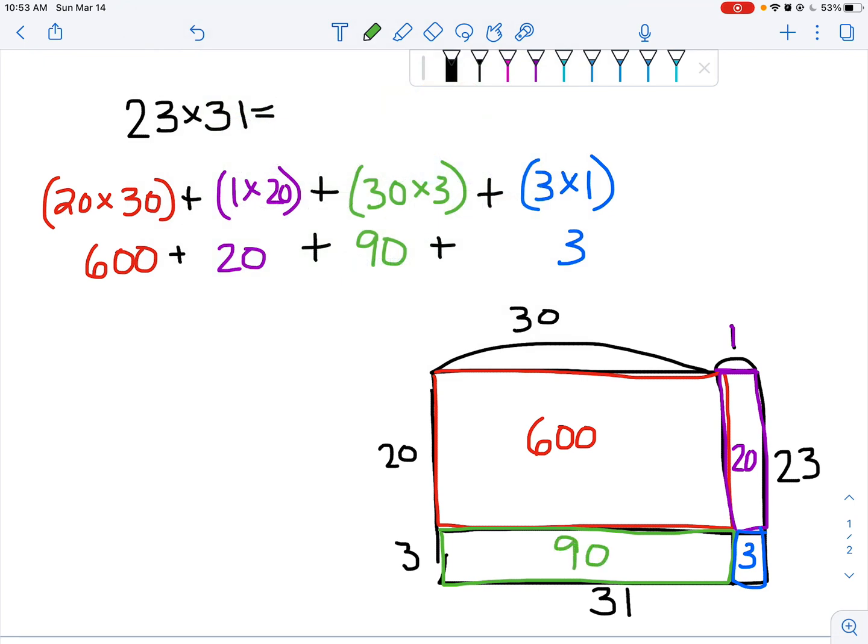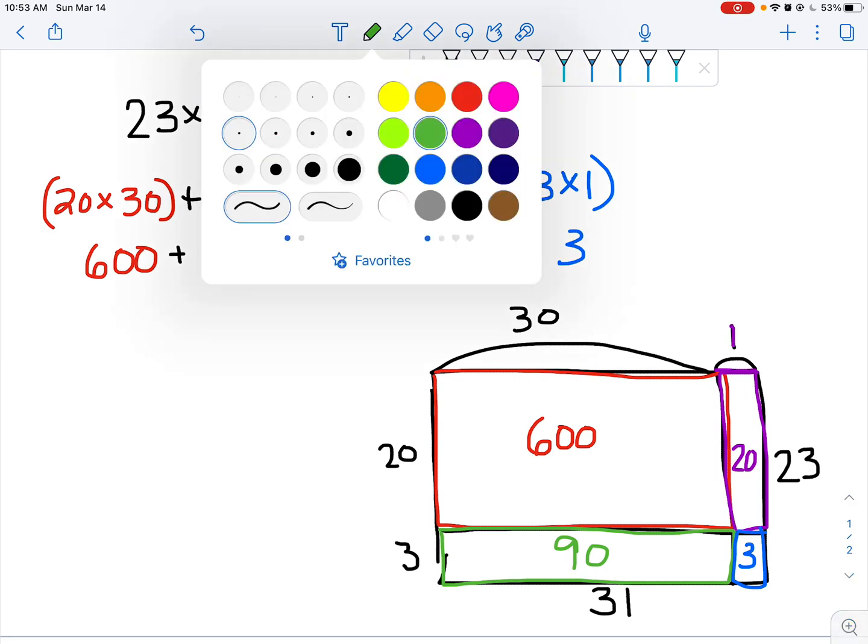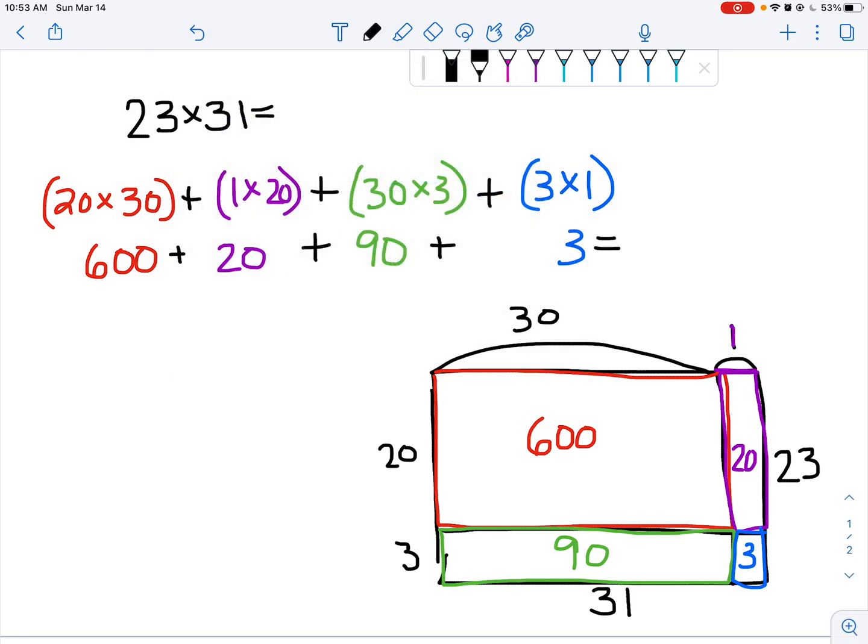Okay, so now I've got all my products inside each smaller rectangle. I've listed it as the distributive property up top, and now I've got all of my partial products, right? This is just partial products being added together. So 600 plus 20 plus 90 plus 3. I know 20 and 90 is 110. 600 plus 110 is 710 plus 3 is going to be 713 as my product.